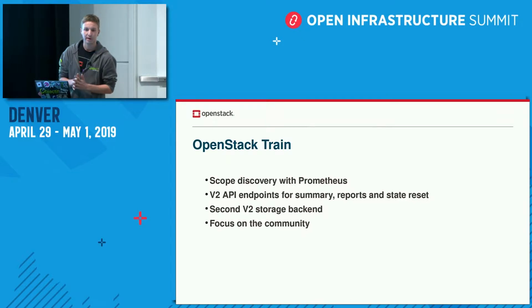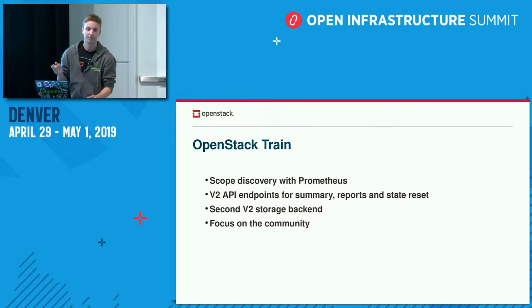So what's upcoming for Train? Well, in the same way Gnocchi can now discover which scopes should be rated, Prometheus will also be available to discover what should be rated. For example, with Kubernetes namespaces or hosts on which Prometheus is running, these will also be dynamically discoverable. This is actually merged upstream, so if you want to try it out, it's possible. It can be easily backported.